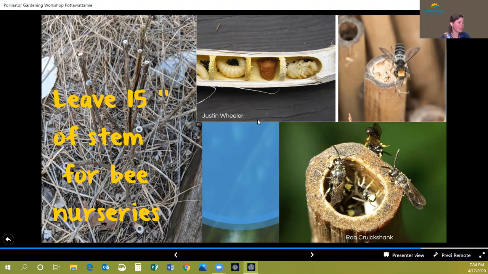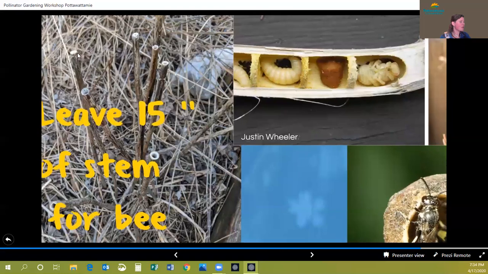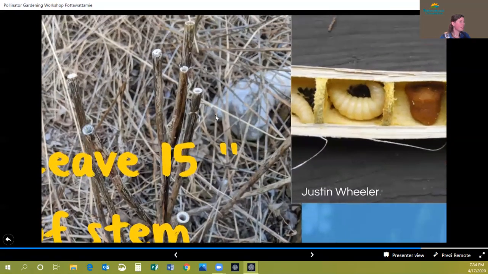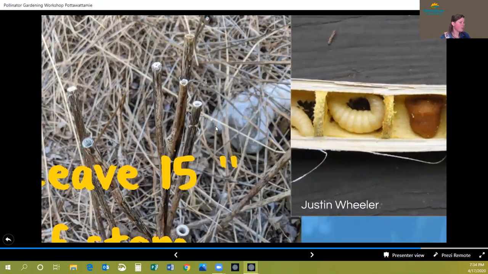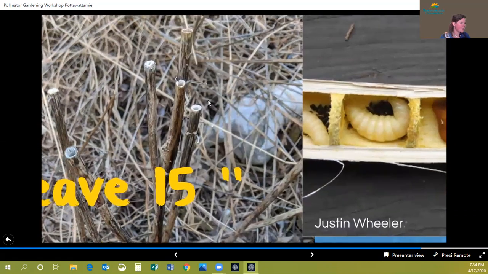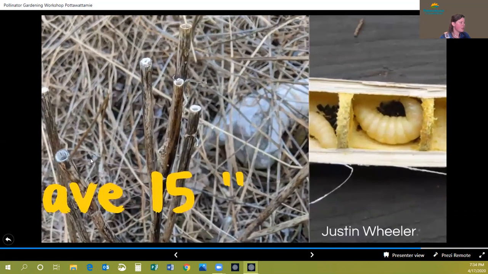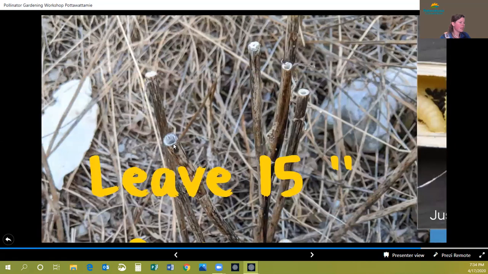But let's talk about bees right now. So this first picture that's behind me, leave 15 inches of stem for your bee nurseries. I'm going to zoom in real quick. This is a picture of some leftover plants in my garden. I think they're wild bergamot. You can see that they're hollow, right?